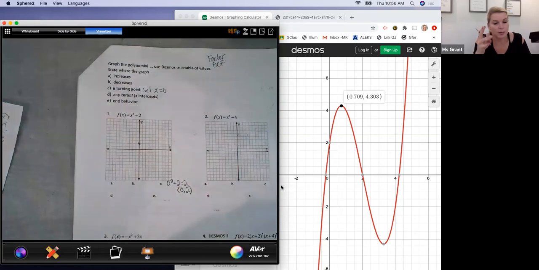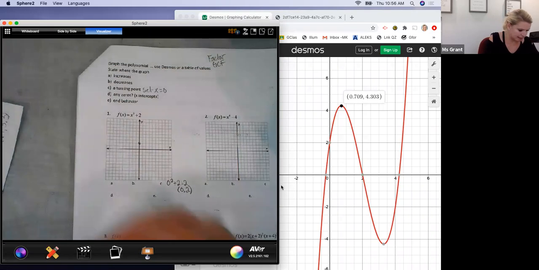I might have another turning point, but I wouldn't know because right now I just got one option. Now I do know that this is a positive leading coefficient and it's an odd degree. That means it's going to look like this.